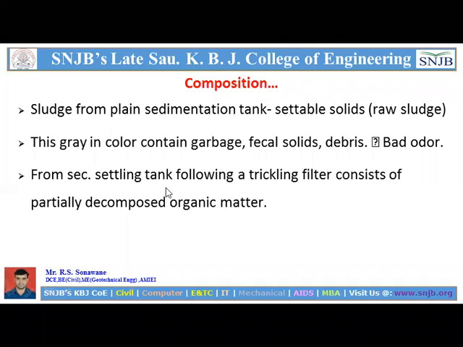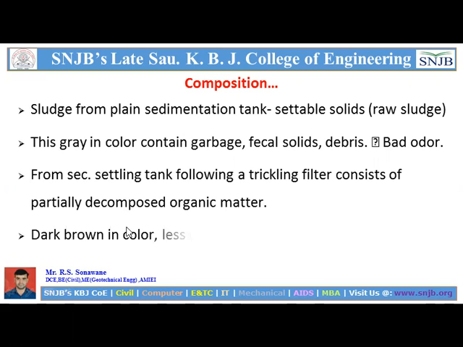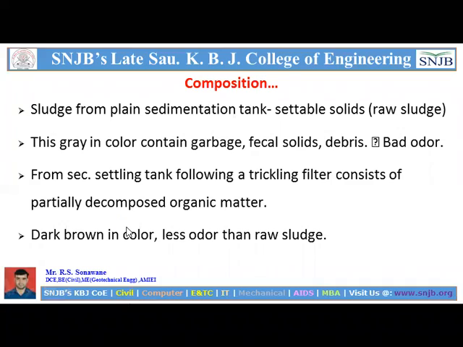And the third one is from the secondary settling tank, following a trickling filter, and it consists of partially decomposed organic matter. This is the composition related to sludge, which can be taken from the plain sedimentation tank or the secondary sedimentation tank, in terms of the different colors of the garbage. Then dark brown in color, with less odor than the raw sludge. This is the composition of that sludge.